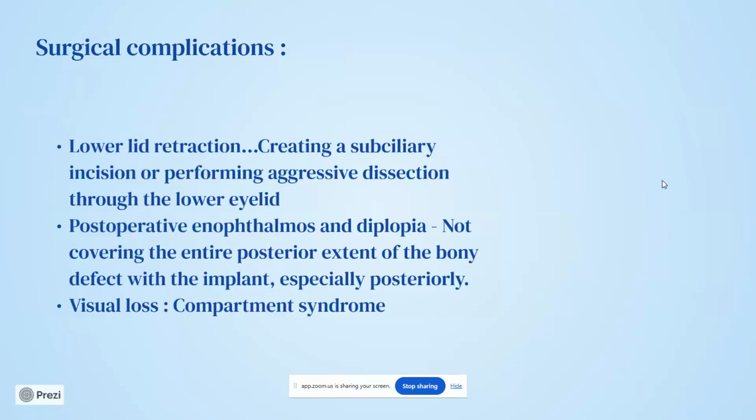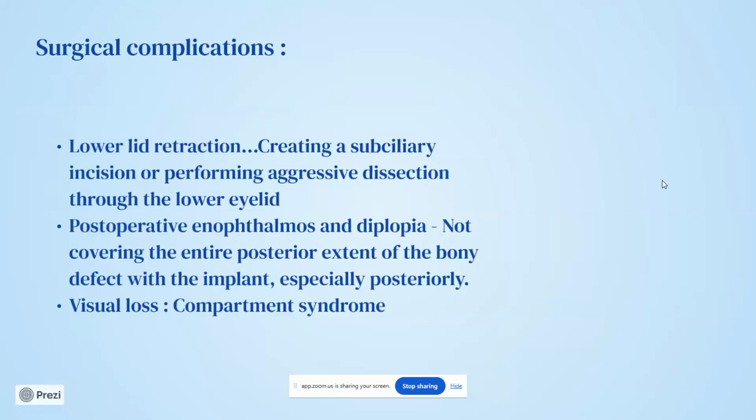There can be postoperative enophthalmos and persisting diplopia if you do not cover the posterior extent entirely with the implant, or if the implant migrates a little posteriorly, there will still be a residual increased orbital volume. And visual loss can happen, though it is very rare for you to directly injure the optic nerve, because the optic nerve is not near the defect, the fracture defect.